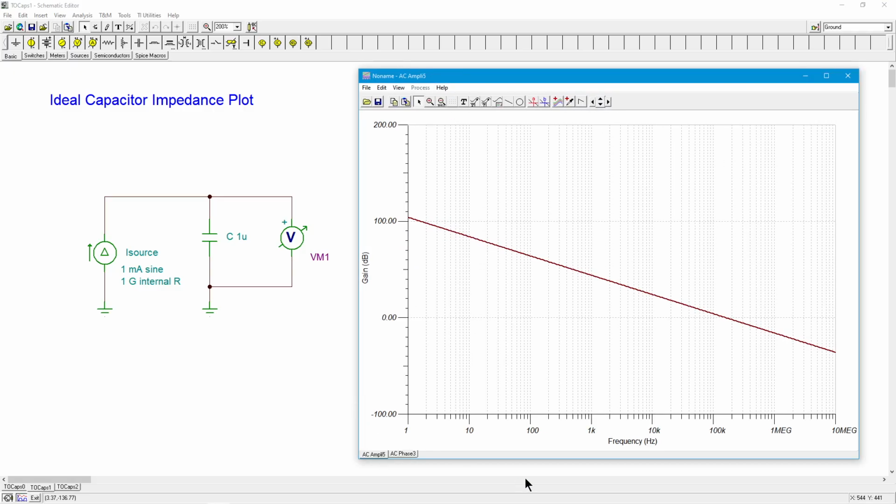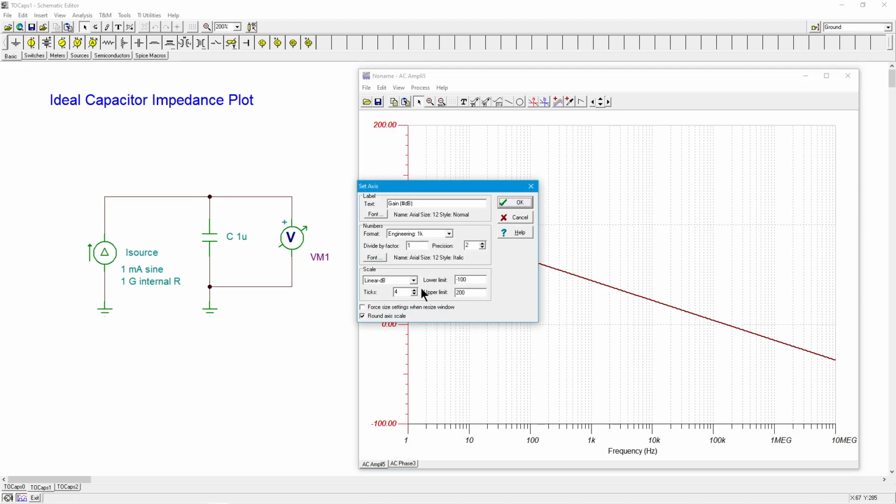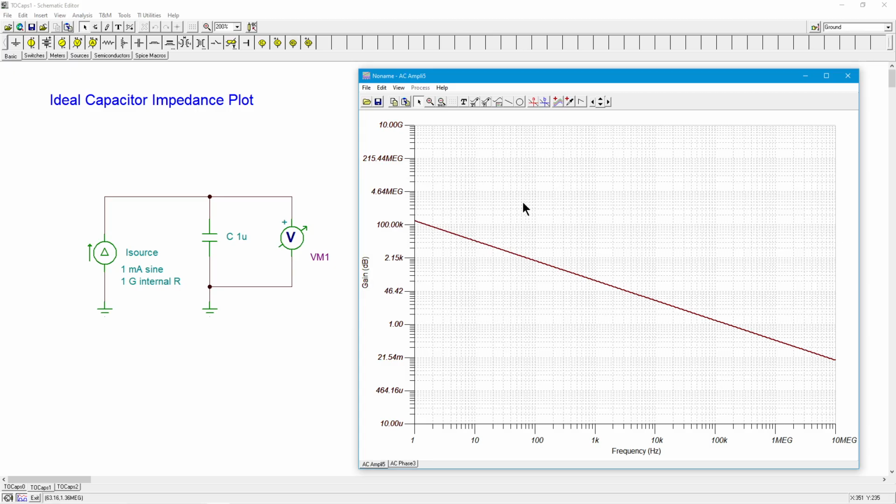The only thing about this that we have to monkey with is that Tina automatically, when you do this plot, gives you the input-output in decibels. I don't want that. I want this in ordinary units, logarithmic scale. So I'm going to change that, and there we go.